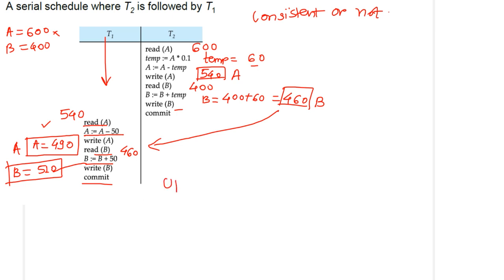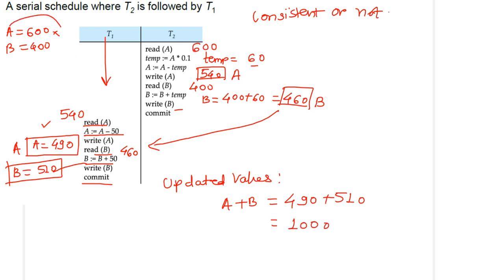So the updated values of A plus B is equal to 490 plus 510, so is equal to 1000. Okay, so this value remains the same as before the transaction. The addition of A and B was 1000, and after the transaction also 1000. So this is called a consistent serial schedule. Okay, so this schedule is also a consistent serial schedule.